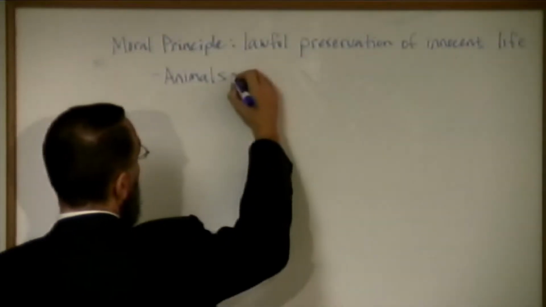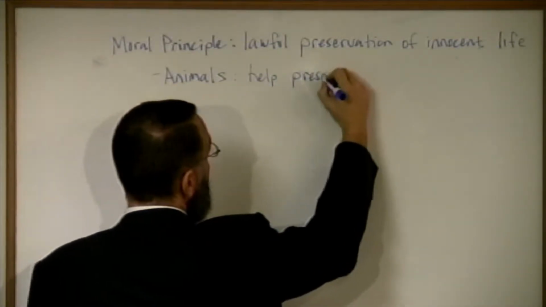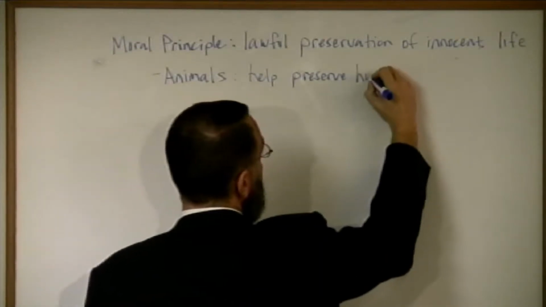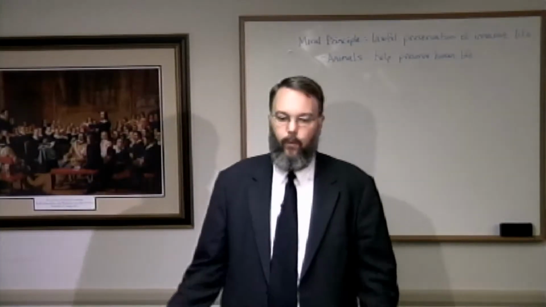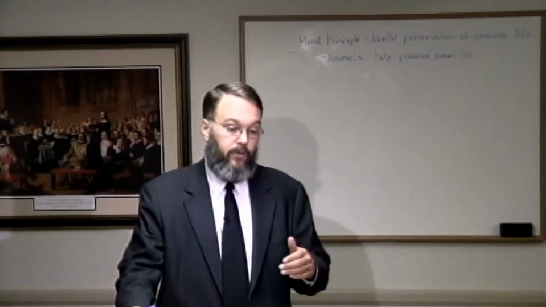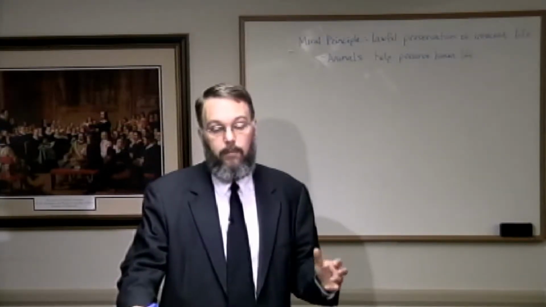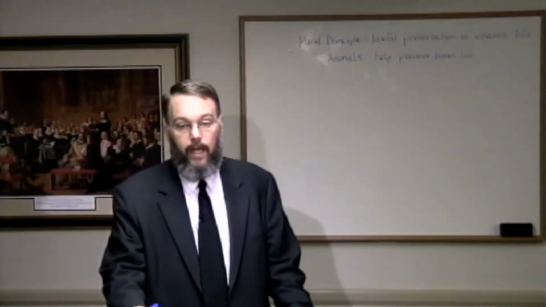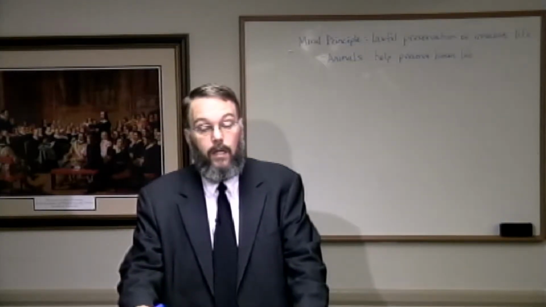animals are given by God to help preserve human life. And we see this in a lot of different places. One interesting example would be in the time of the deluge, the time of the great flood, where Noah is called upon to build an ark, and the Lord brings two by two, male and female, each kind of animal to be gathered into the ark. But you'll note that he brings seven of the clean animals.